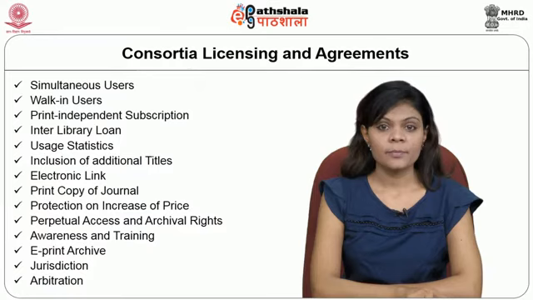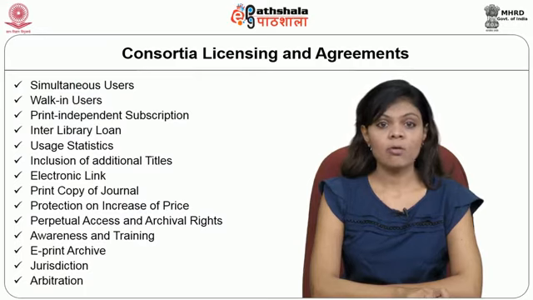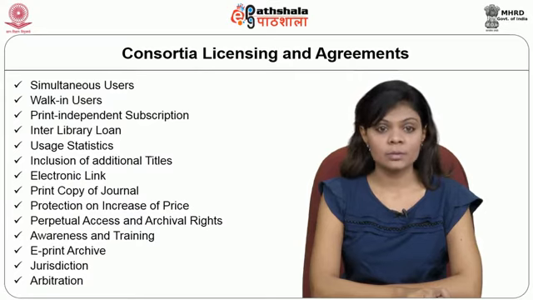Usage statistics. The publisher is required to submit COUNTER-compliant usage statistics on the number of downloads, both full text and abstracts, in a given month or previous month and cumulative for one year. Inclusion of additional titles. The publishers would provide access to new journal titles that are added during the contract period at no additional cost.